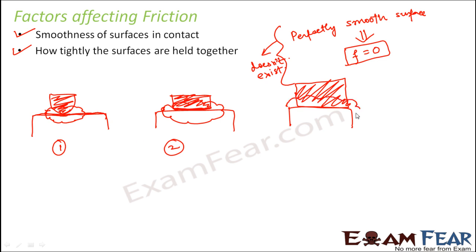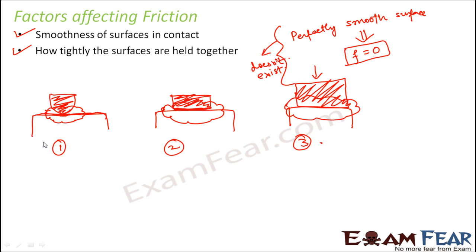Now consider the third scenario. Here, since the box is heavier and bigger, or let us say you are pushing this box from above, you are applying some force from above. That means you are trying to press this box hard against the surface. So these two surfaces are very tightly held together, right? The more tightly the surfaces are held together, the more would be the force of friction.